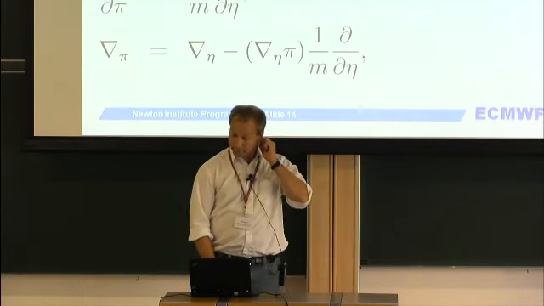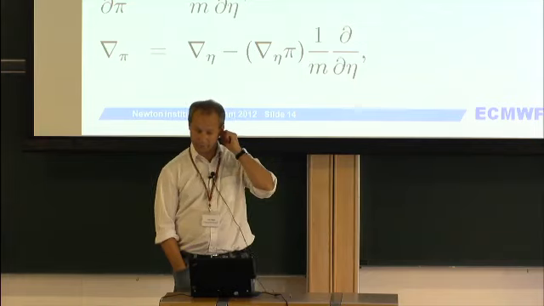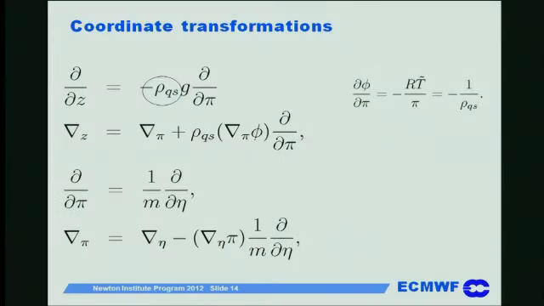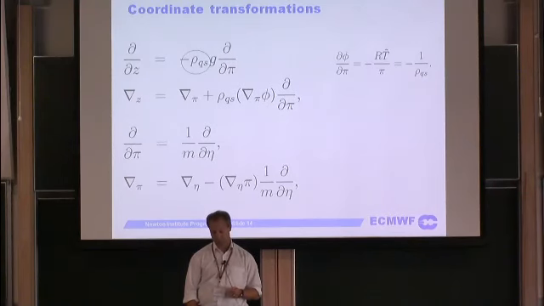And then, in addition, when I do this transformation from the z-coordinate system into the pi coordinate system, I use this rho qs also in the transformation of my variables. So this has consequences for the geopotential. My geopotential d phi d pi is now minus R T tilde over pi. So it is 1 over rho qs, essentially, for the geopotential.